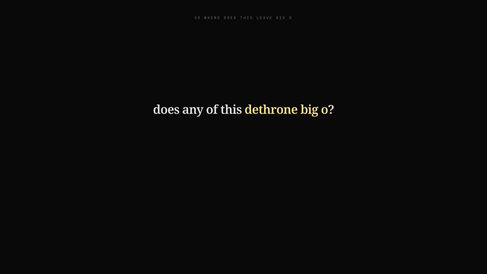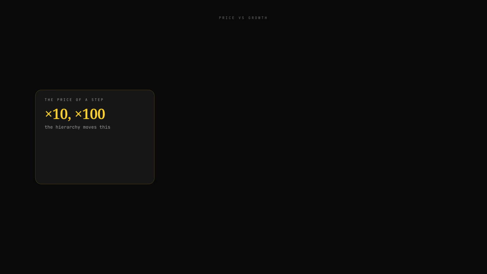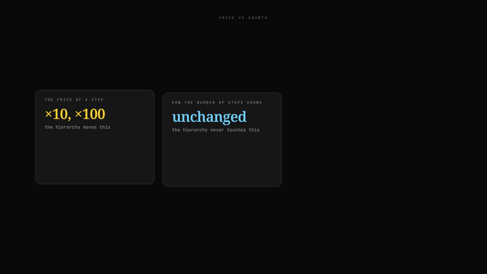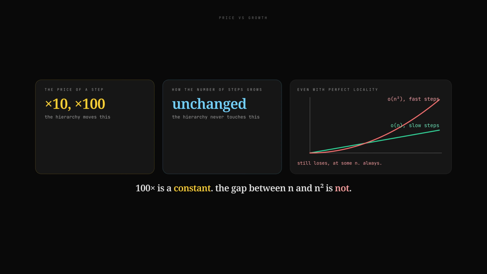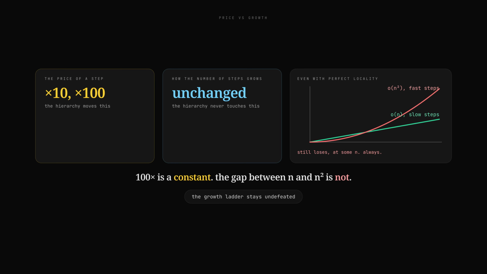So does any of this dethrone Big O? No. And it's worth being precise about why. The hierarchy changes the price of a step by a factor of 10, sometimes 100. It does not change how the number of steps grows. A quadratic algorithm with perfect locality still loses to a linear one at some n, always. 100x is a constant, and the gap between n and n squared is not. The growth ladder from Lesson 1 is undefeated.